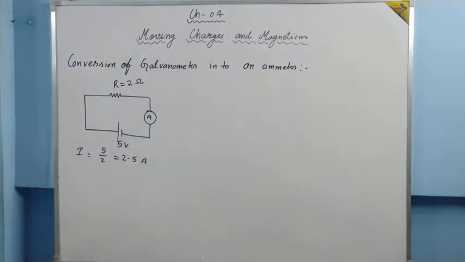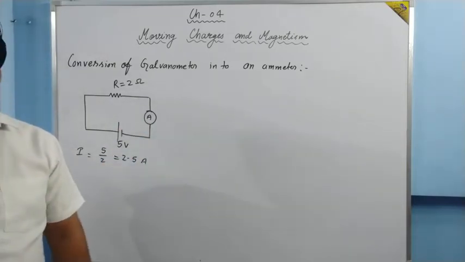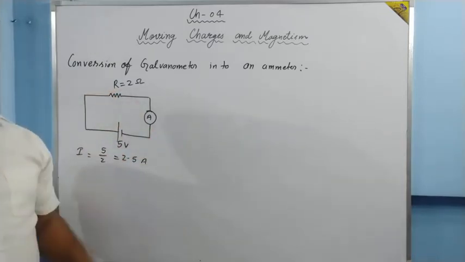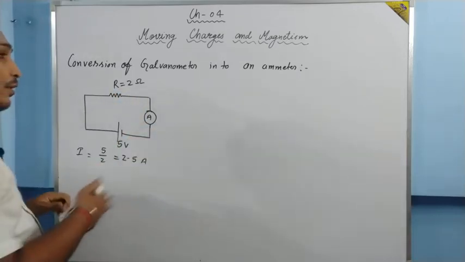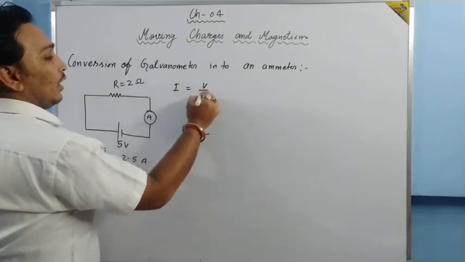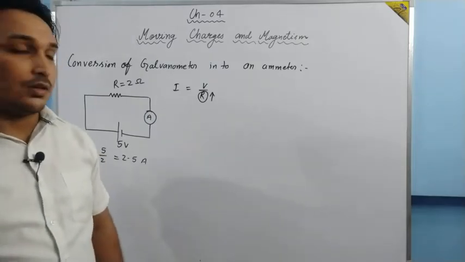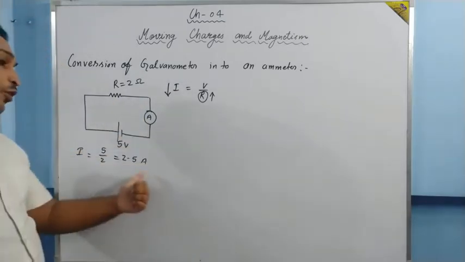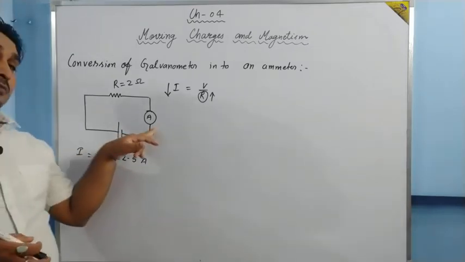But in practical cases, this ammeter has a resistance, and because of that this resistance is added with the given external resistance in series combination. When some extra resistance is there, then what will happen? Current is equal to V by R. When some extra resistance is there, resistance increases, the effective load on the circuit is increased, and because of that current decreases. So this ammeter will not read 2.5 ampere, actually it will read less than 2.5 ampere, and the reason is this ammeter has some resistance.